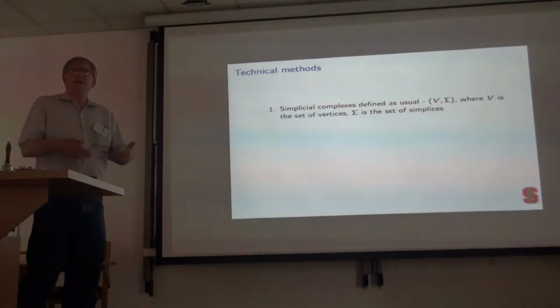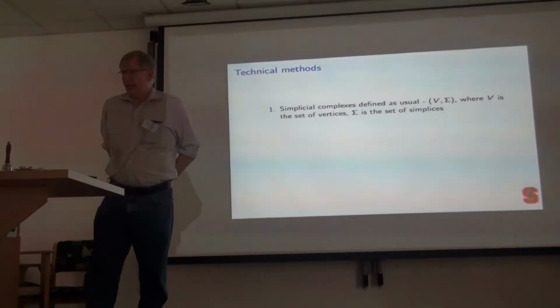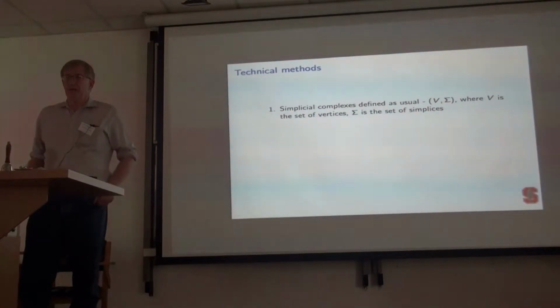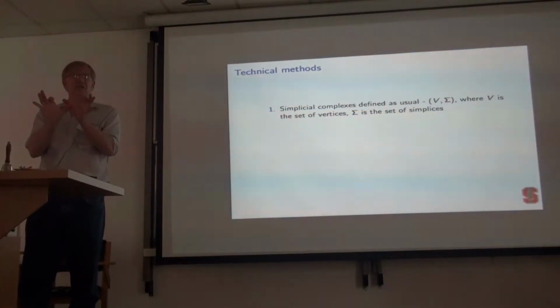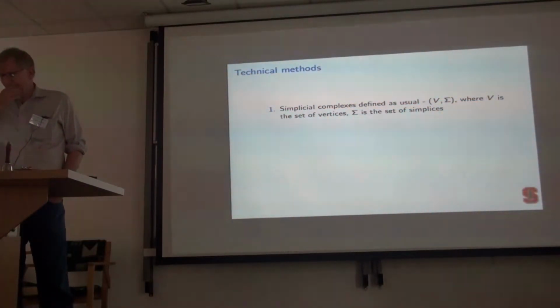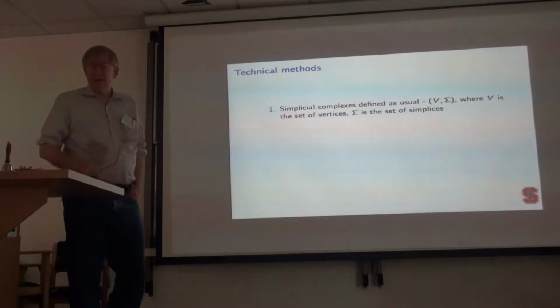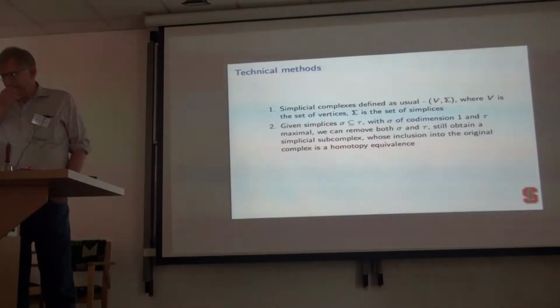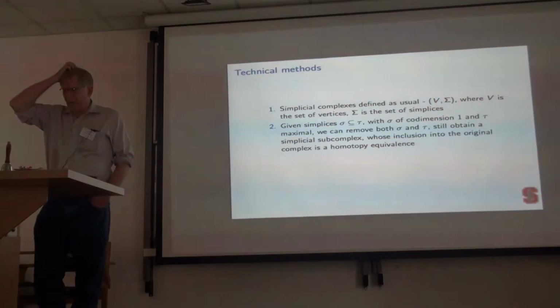Okay, so I want to talk a little bit then about the technical ingredients to a theorem that I'm going to show you. A theorem along these lines that says that in some specific situations, this in fact does hold. Okay. So simplicial complexes are defined as usual. Abstract simplicial complexes, a list of vertices and a collection of simplices. Sigma is a set of simplices. That's something standard everybody in the room is familiar with, I'm sure.